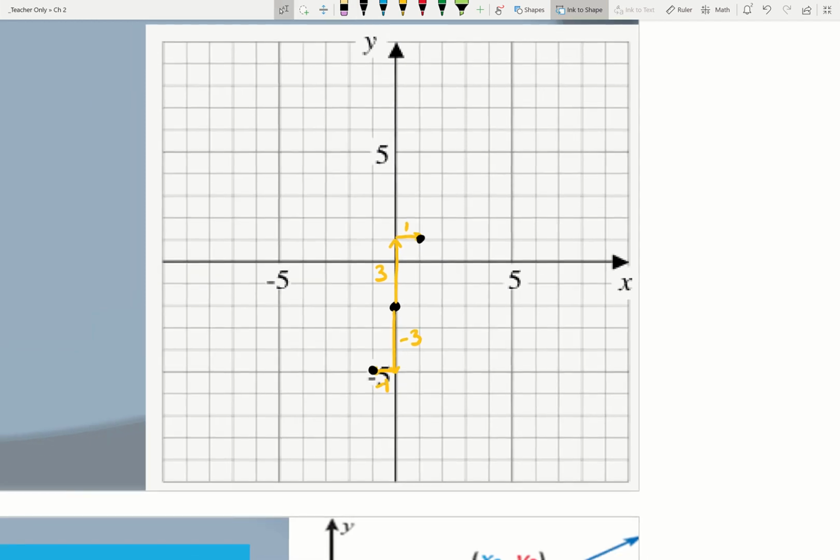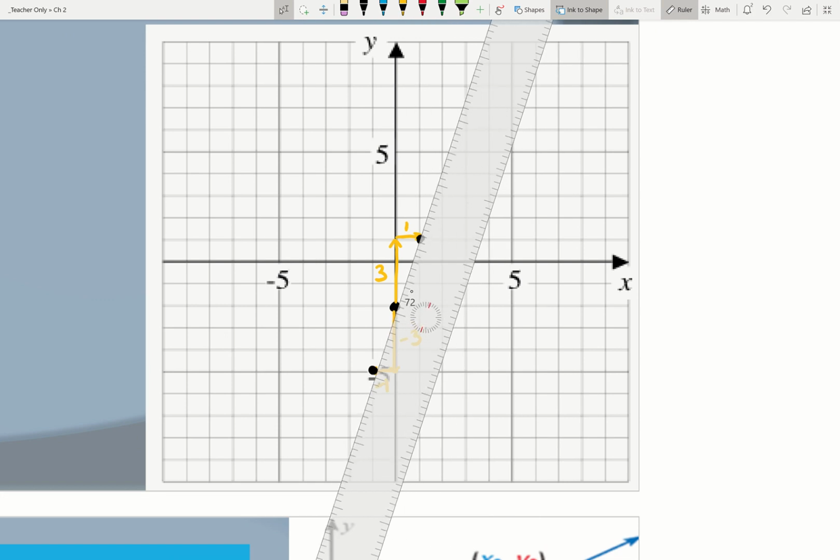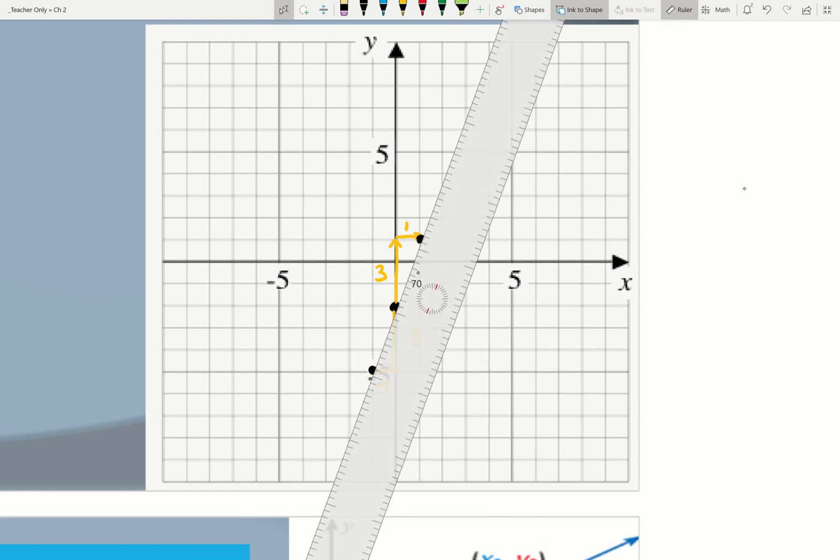It's at this point where I'm going to go ahead and get a straight line on the page. I just have this virtual ruler here, so I'm just going to line that up really quick against the points that I've got, and then just strike my pen all the way through.